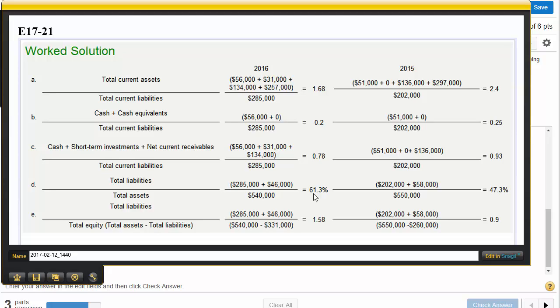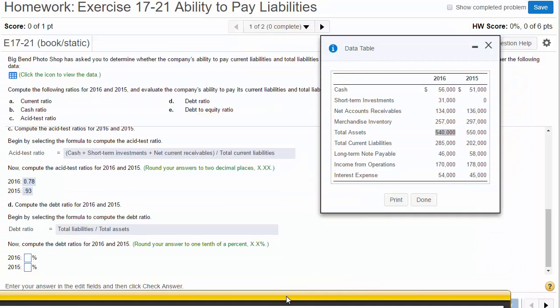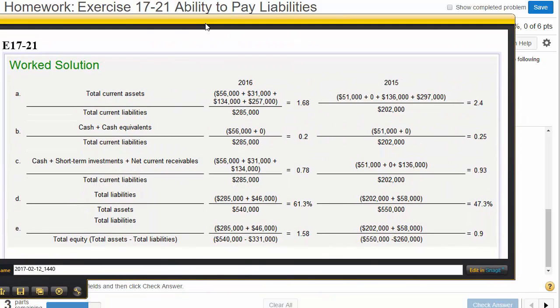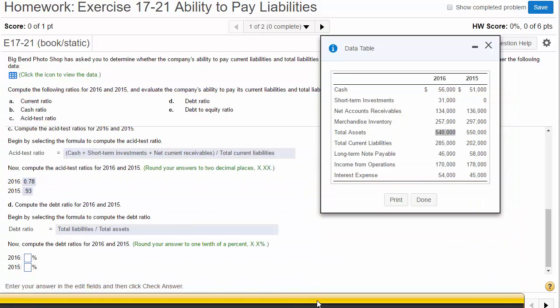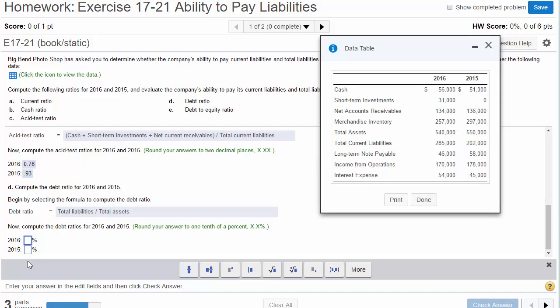0.61296, but you have to multiply by 100 to convert it to a percentage. We know they want a percentage because it has a percentage sign. And then, so that becomes 61.296, and then we have to round to 1 decimal. So that becomes 61.3%.